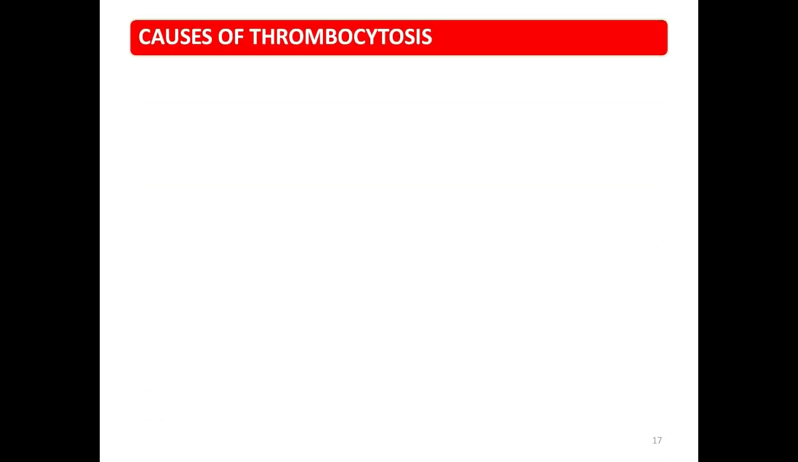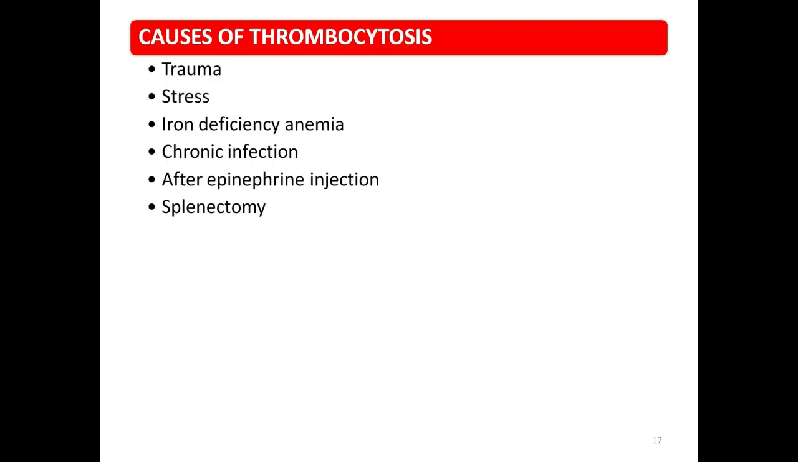Now what are the causes of thrombocytosis and causes of thrombocytopenia? So what is thrombocytosis? Thrombo means platelets and cytosis means increased in number. So what are the causes where the platelet count will increase in number? So normal count is 1.5 to 4 lakhs, right? So when it is more than 4 lakhs, we call it thrombocytosis.